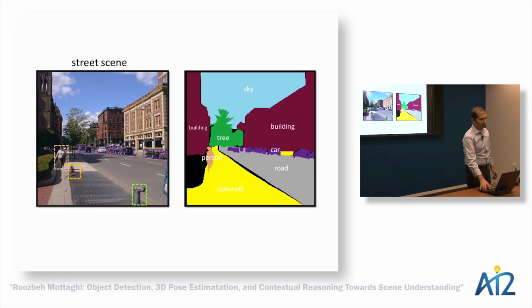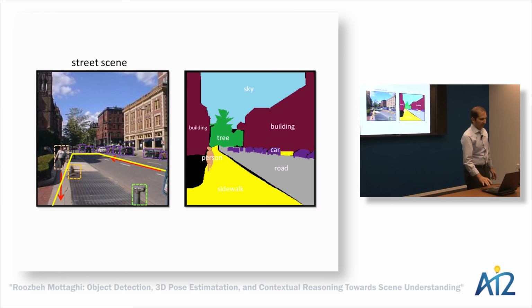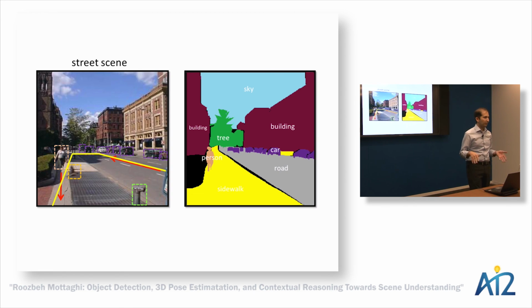Or we want to estimate the type of the scene. For example, this is a street scene and the weather is partly cloudy. Or we want to estimate the direction of the movements of the object. For example, the person is coming toward the camera and the cars are going in that direction. Or we want to estimate the ground plane and walkable surfaces or structures perpendicular to the ground plane.